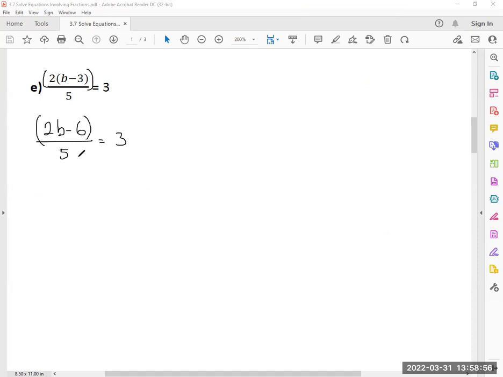Next, remember, I don't want to touch that numerator. I have a division of 5 going on. I will multiply both sides by 5. 2b minus 6 equals 15. Correct. As long as you're doing whatever you're doing correctly, you'll see there's more than one way to get there.